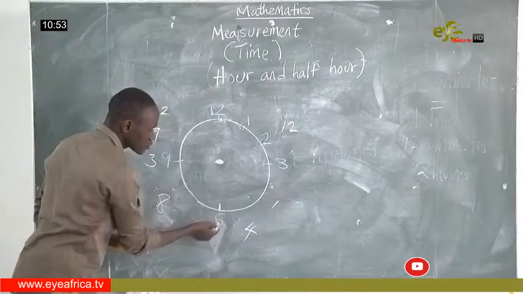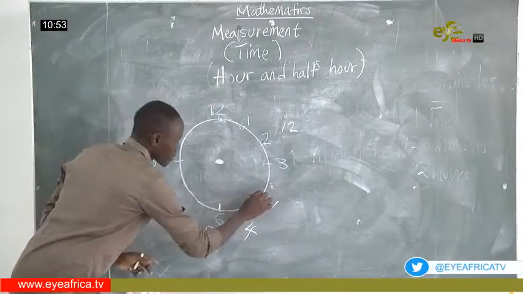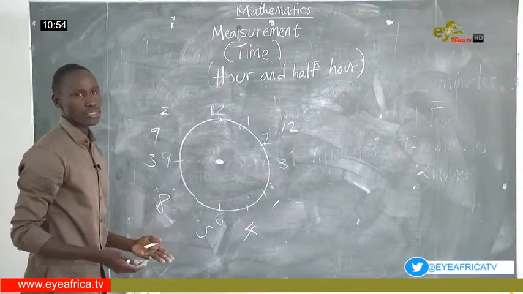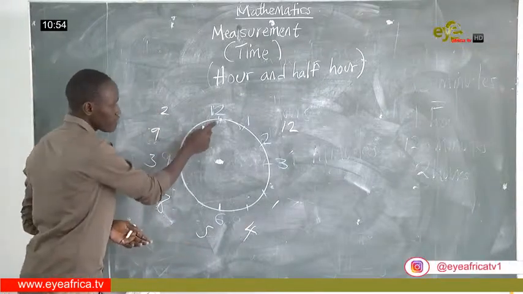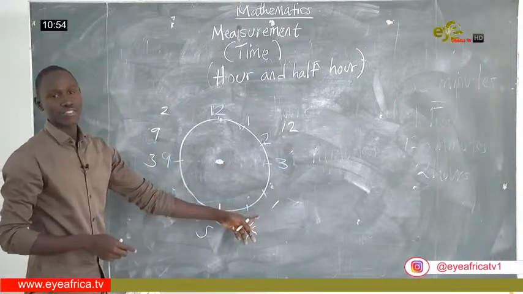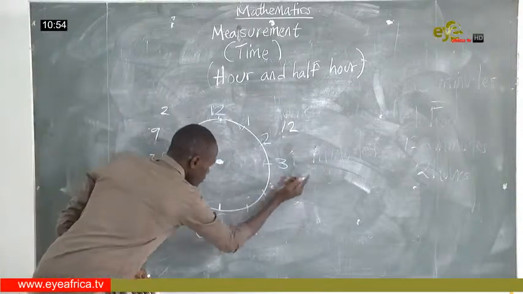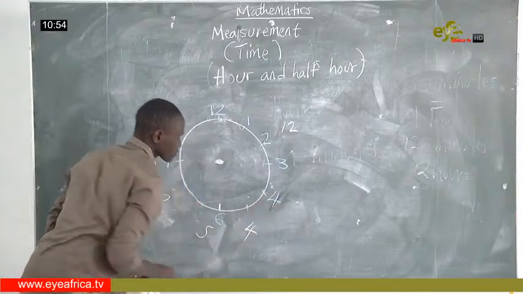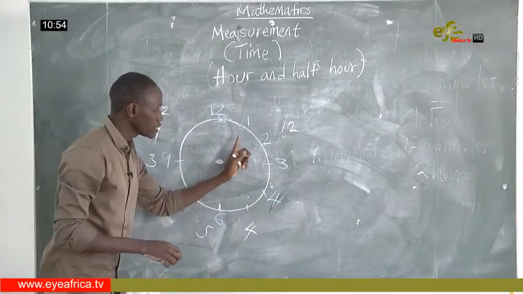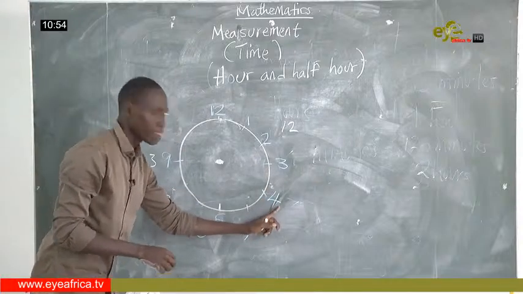Now between 3 to 6 there are 2 numbers. What are those numbers? Now if we count 12, we have 1, 2, 3. What number should we have after 3? We are going to have number 4. From 1, 2, 3 we have number 4.